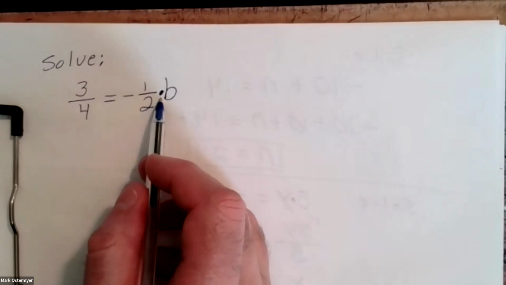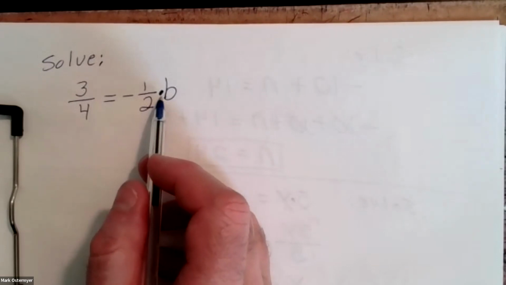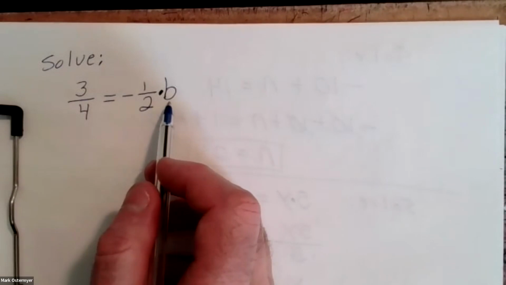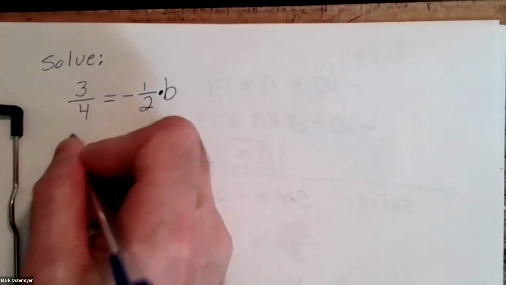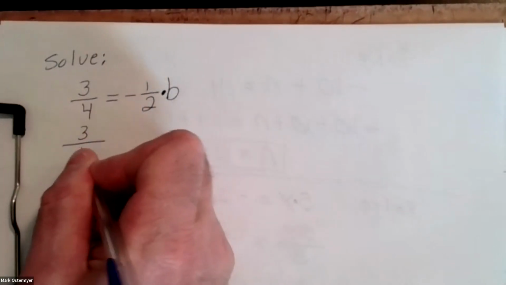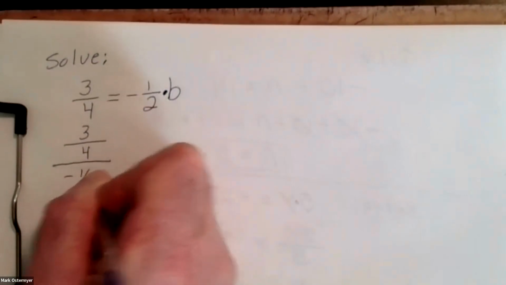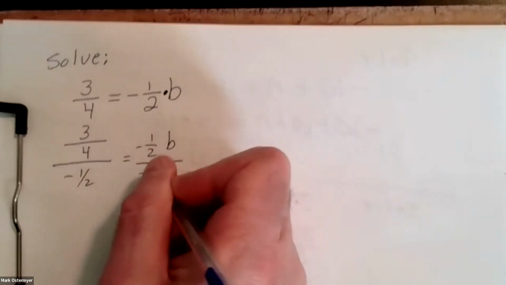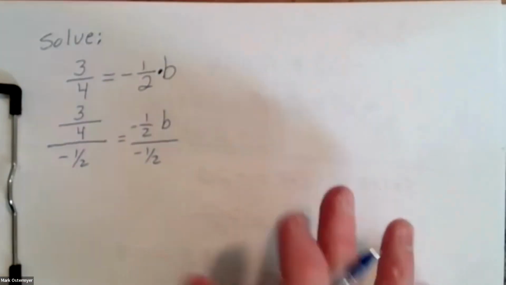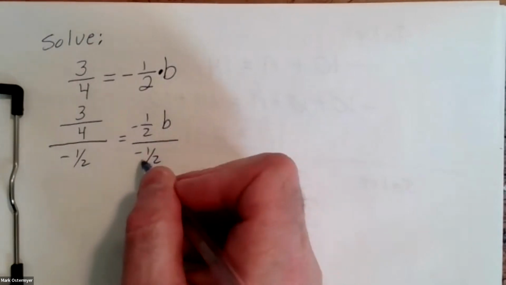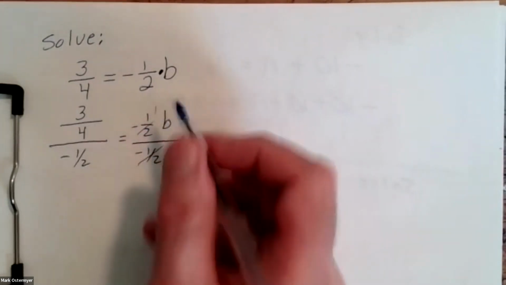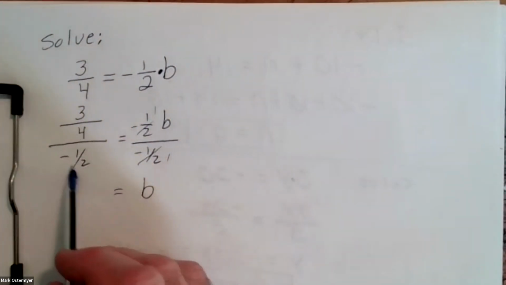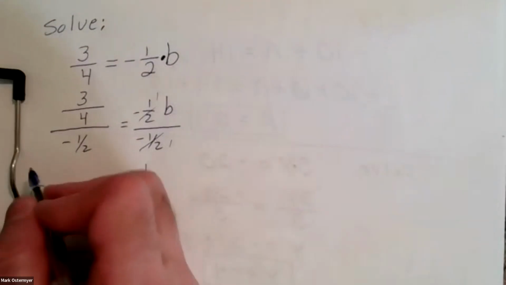The inverse of multiplication is division. So in order to get b all by itself on the right side of my equation, in other words, to solve this equation, I have to divide both sides by negative 1/2. So we'll have to divide the left side of our equation by negative 1/2, and we have to divide the right side of our equation by negative 1/2. The negative 1/2s on the right side of the equation reduce to 1. And 1 times b is better known as b. Now on the left side of our equation, we're having to deal with dividing 3/4 by a negative 1/2.